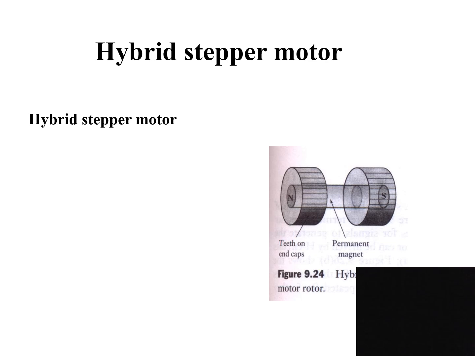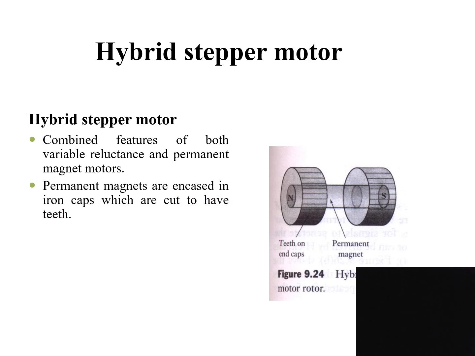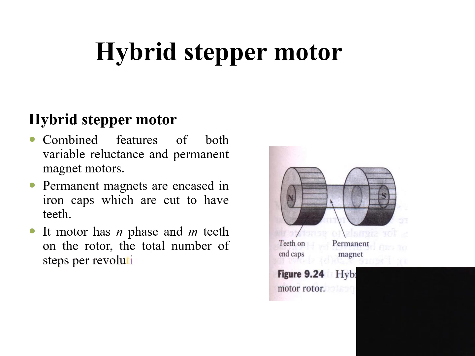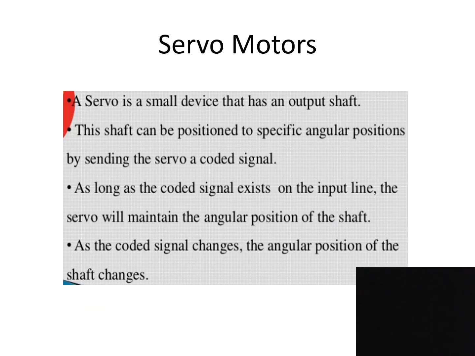Coming to the hybrid stepper motor, it combines the features of both a variable reluctance and a permanent magnet motor. The permanent magnet is enclosed in iron caps that are cut to have teeth, and the motor has N phases and M teeth on the rotor. The total number of steps per revolution will be N into M, and it can rotate in steps of 0.9 or 0.8 degrees. High accurate position can be achieved when you go for a hybrid stepper motor.